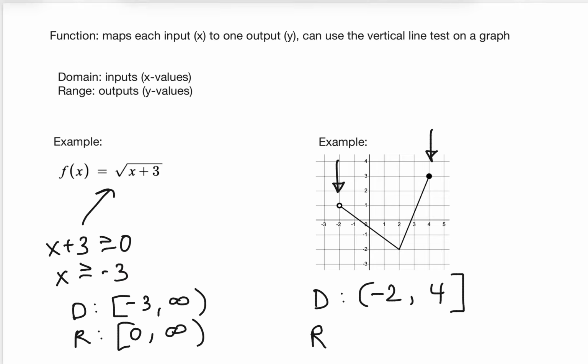And then our range, this sometimes confuses students because there's not an actual visible dot at the lowest point, but our graph is defined at that point. So we don't have a hole, we don't have an open circle. So that means our lowest point is at -2, and it can be -2. So we're going to use square brackets, -2, and then our highest value is at 3, also square brackets.